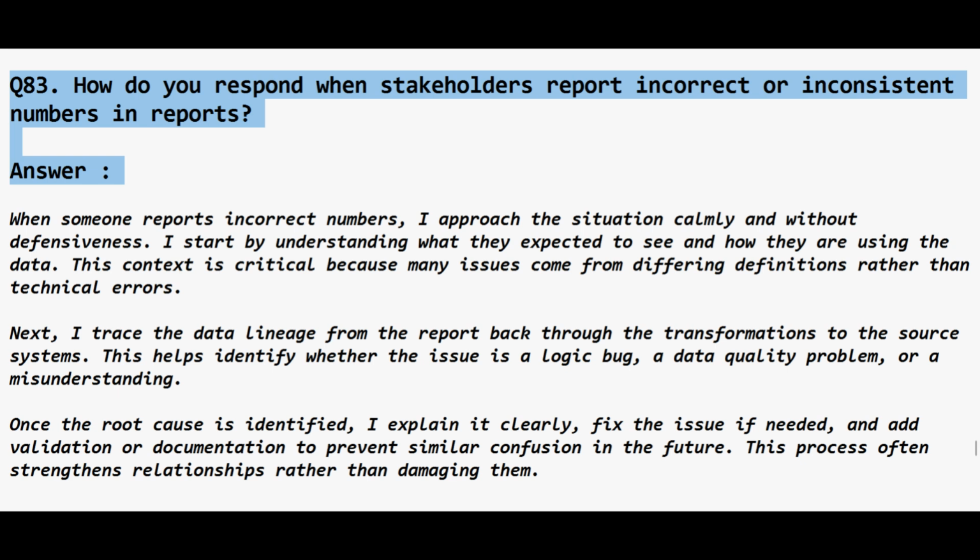Next, I trace the data lineage from the report back through the transformations to the source systems. This helps identify whether the issue is a logic bug, a data quality problem, or a misunderstanding. Once the root cause is identified, I explain it clearly, fix the issue if needed, and add validation or documentation to prevent similar confusion in the future. This process often strengthens relationships rather than damaging them.